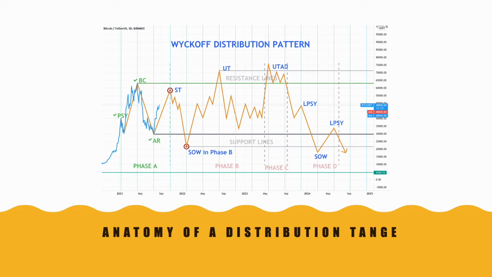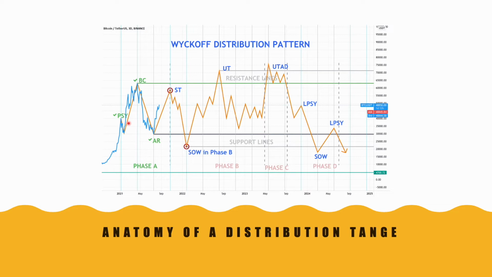We have slight changes in terminology, okay? Because a distribution phase is at the market top, not at the market bottom, but the structure is very much the same. What happens? What do we have here? Instead of a last point of support, we have what is called preliminary supply, PSY.